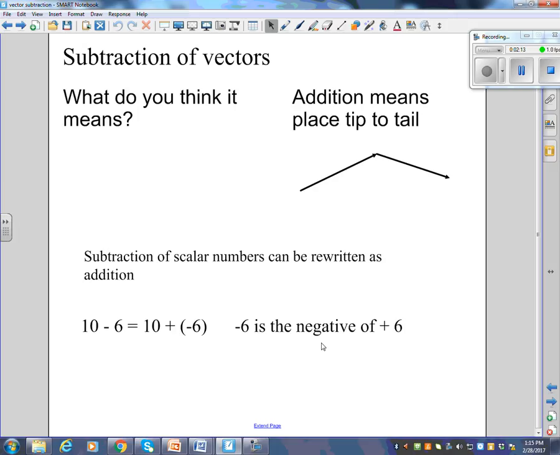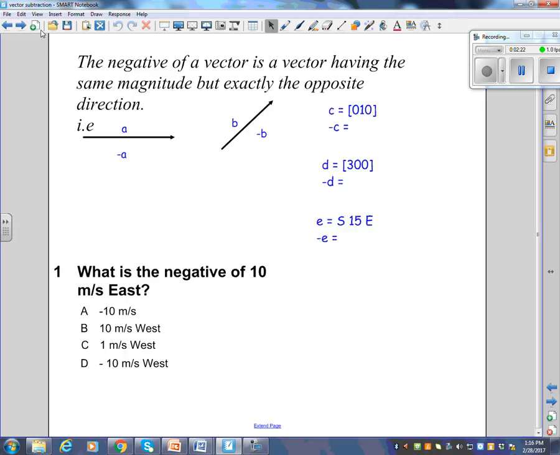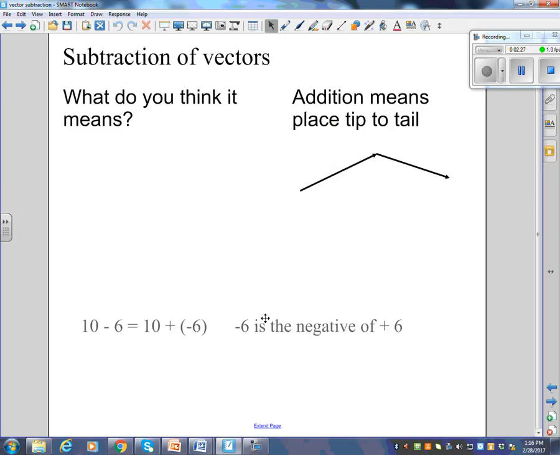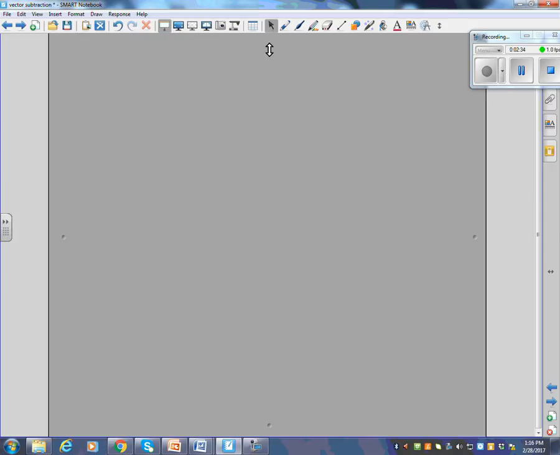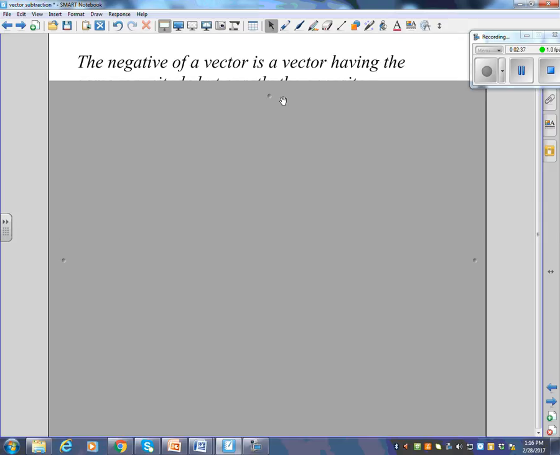Now, do you think this concept or idea can be used for vectors? I'm going to guess so. Exactly. Okay, so we're going to do the same thing. So, what then is the negative of a vector? What does it mean to take the negative, or what is the opposite, of a vector? Any ideas? Backwards.